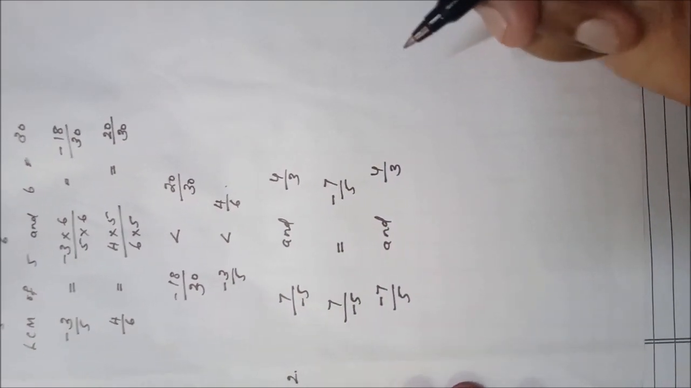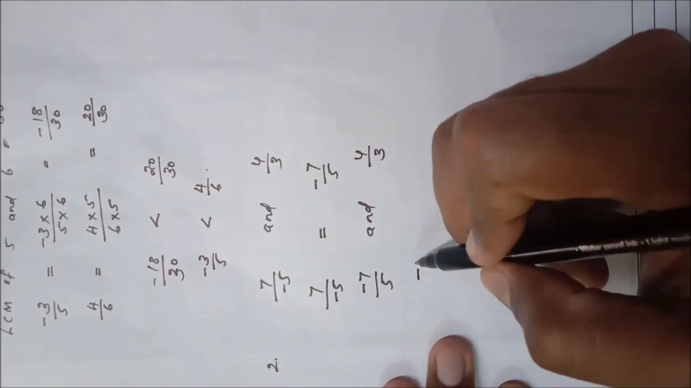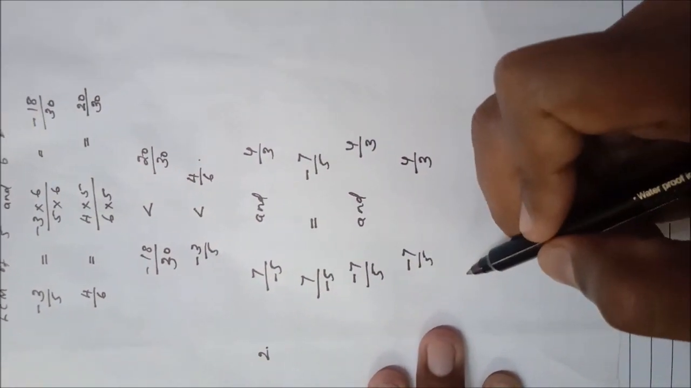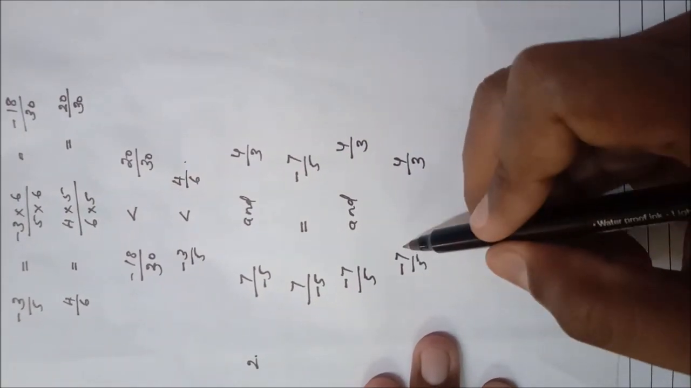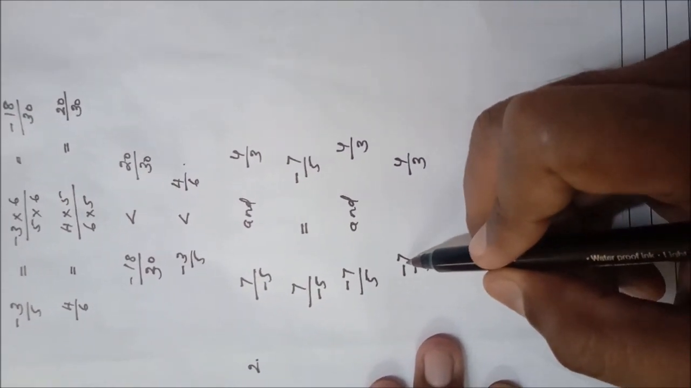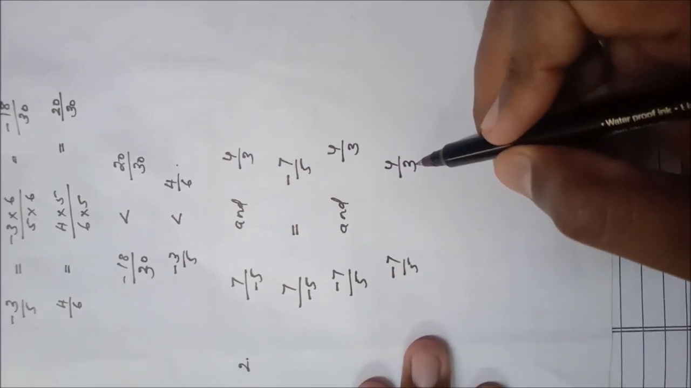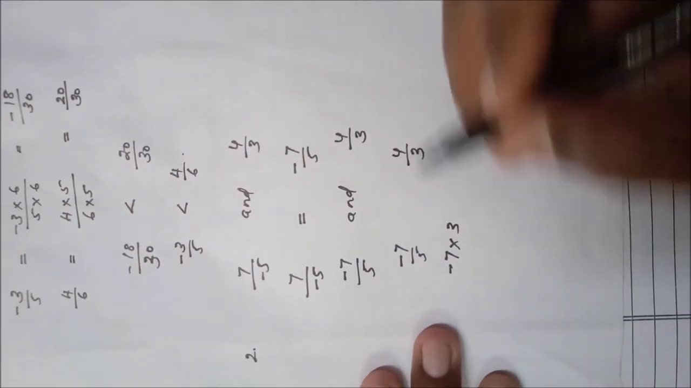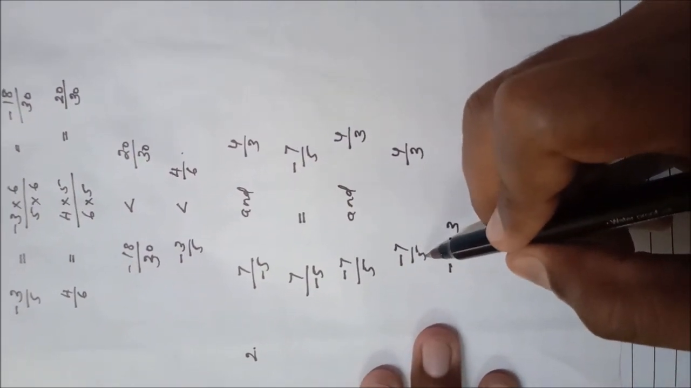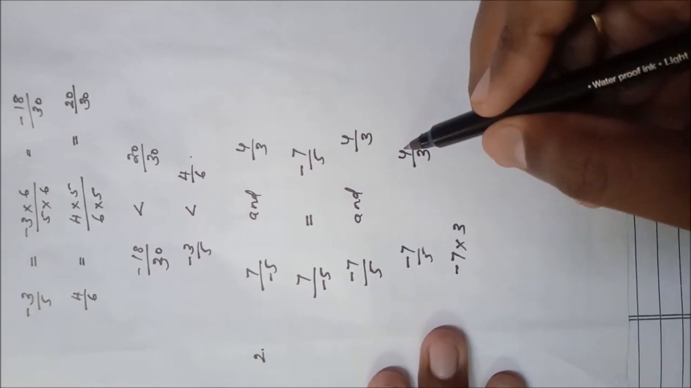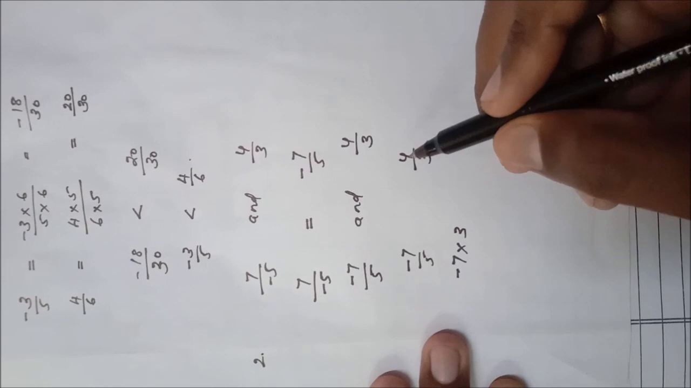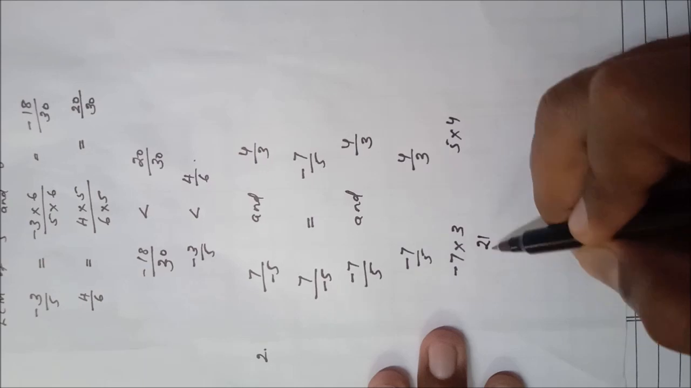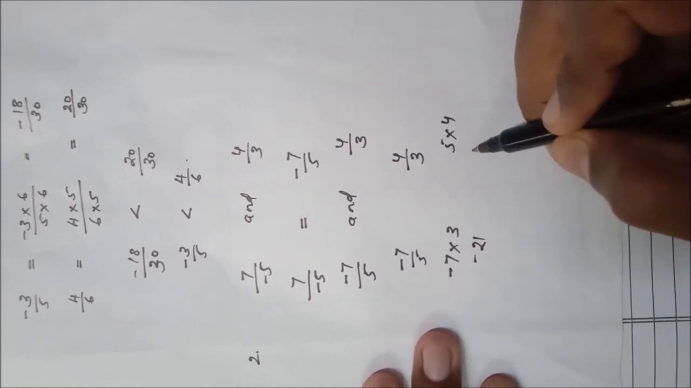Now we will start with the cross multiplication. So minus 7 upon 5, 4 upon 3. Multiply the numerator of the first rational number with the denominator of the second rational number. So minus 7 multiplied by 3. Now on the other side, the denominator of the first rational number is multiplied by the numerator of the second rational number. So 5 times 4. Minus 7 times 3 is minus 21 and 5 times 4 is 20.